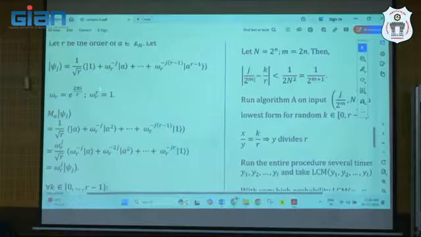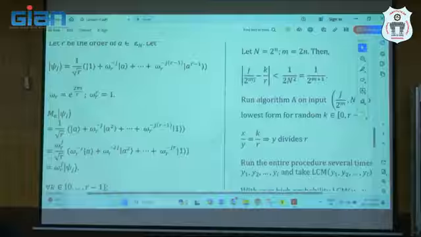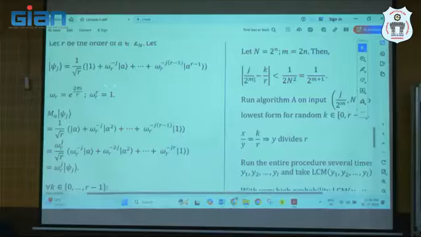So omega r to the r: the r and r will cancel, and you get e to the 2 pi i. e to the 2 pi i is 1. So this is correct. Omega r is the r-th root of unity. Good. Now you have psi j.